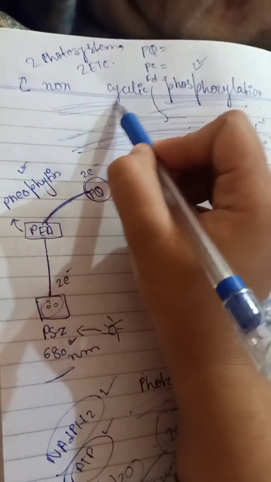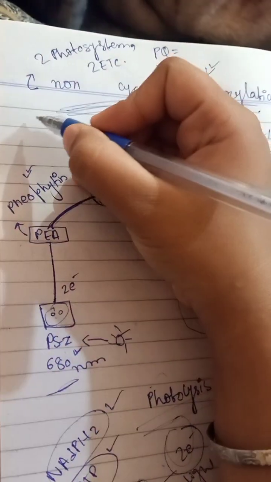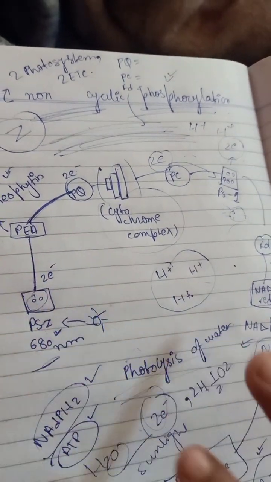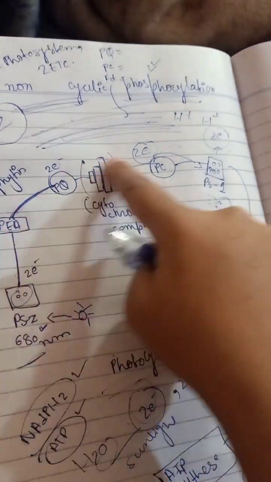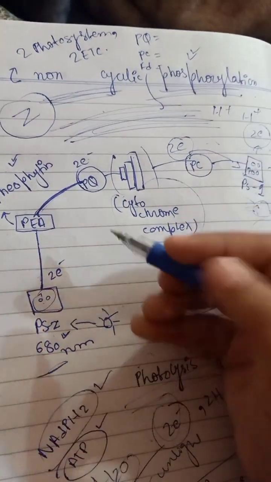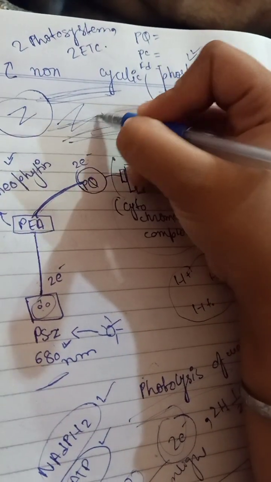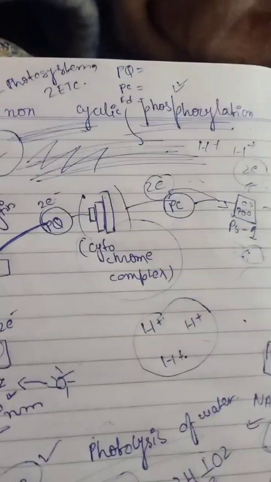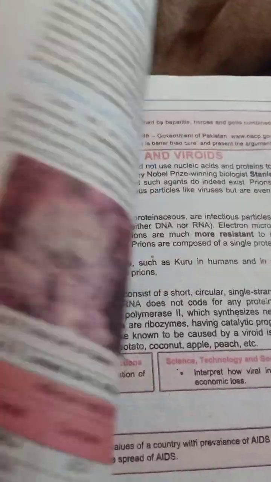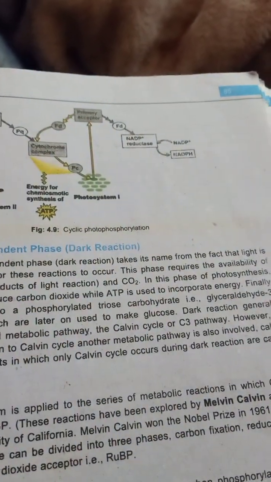This non-cyclic phosphorylation is also called the Z scheme. Why? As you all know, here I have discussed it in circle form to make you understand. But actually this cycle occurs like this. Let me show you in the book. So in the book, as you can see, we have this chapter, and in that chapter you can see we have this one cycle, but in the form of the Z reaction.